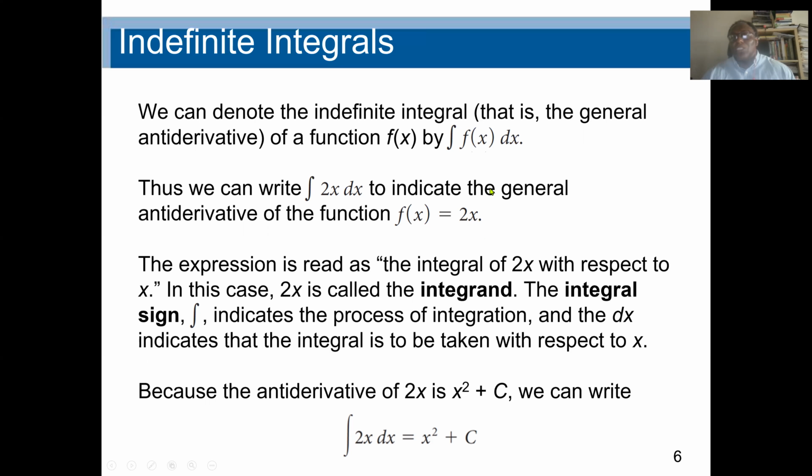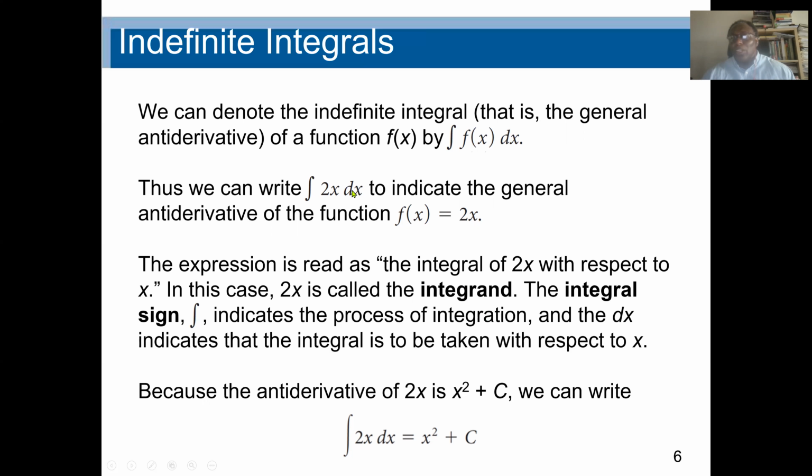So here we indicate the general antiderivative of the function f of x equal to 2x. The expression is read as the integral of 2x with respect to x, because it's dx. Again, the symbol we have here is called the integral sign. In this case, 2x is called the integrand. And the integral sign is what we have in front. This will indicate the process of integration.